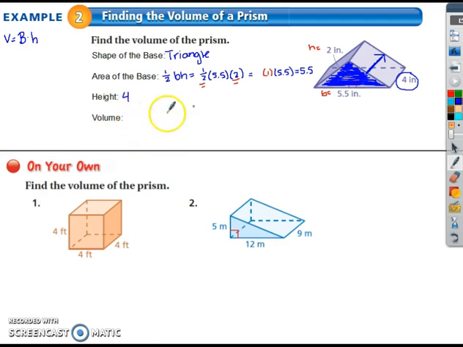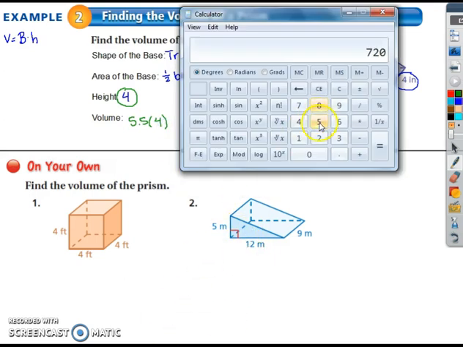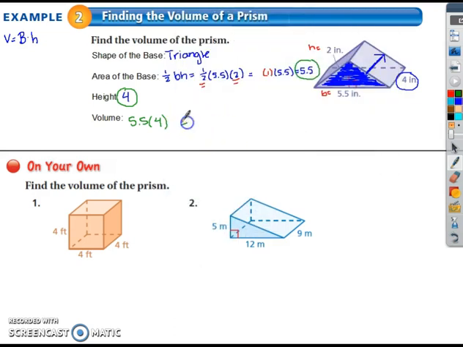And my volume is the area of the base, which is 5.5, multiplied by the height, which is 4, for a total volume of the product of 5.5 and 4. So on a calculator, I'm going to go ahead and do that multiplication. 5.5 times 4 gives me 22. So therefore, the volume of this prism is 22. My units are inches, and we're talking about a 3-dimensional space. So our volume is 22 cubic inches.